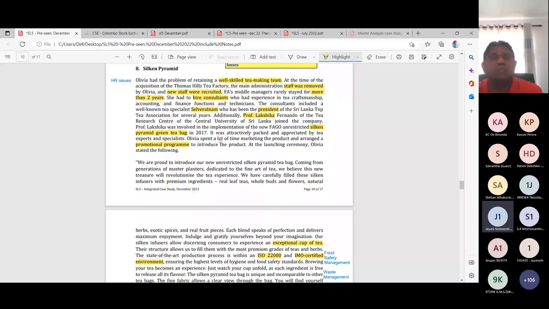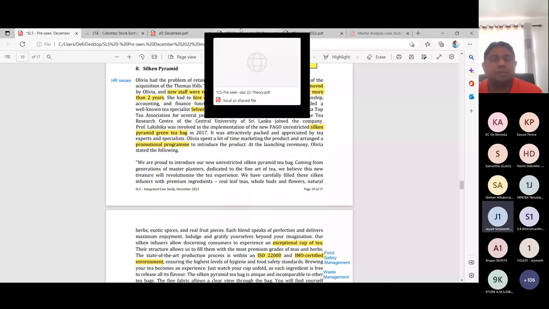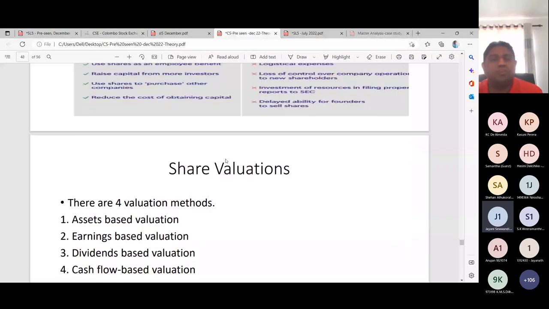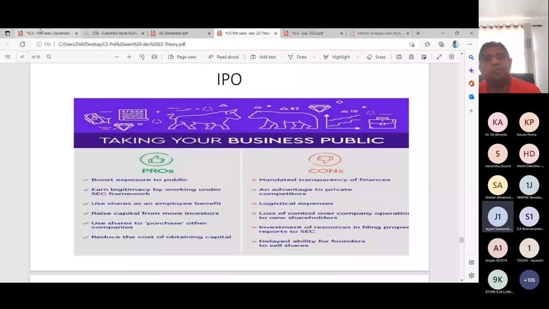Right, then silicon pyramid. You can write about the IPO, you can look at the pros and cons. They have mentioned this IPO also, no?